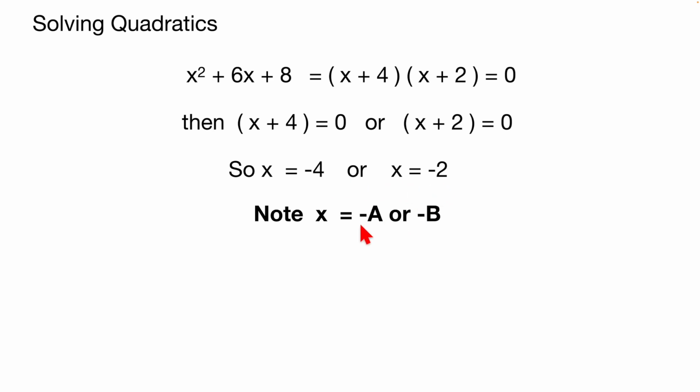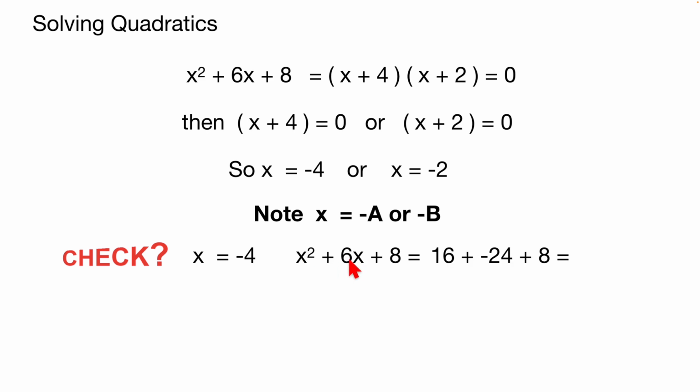Right. Of course that's never complete without a check. How do we check this? Well, this is the exciting bit really. We use x equals minus 4 and x equals minus 2 in this equation and show that it equals 0. So x equals minus 4, that's our equation. x squared is 16. 6 times minus 4 is minus 24, and 8 is 8. 16 minus 24 plus 8 equals 0.